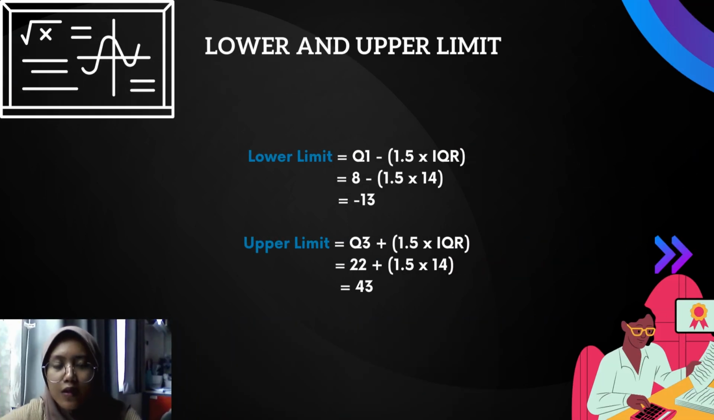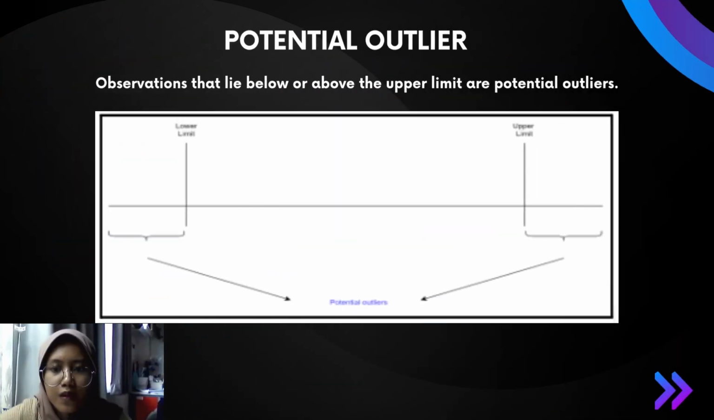Then we calculate the outliers. Outliers consist of a lower and an upper limit. For the lower limit, the calculation is quartile 1 minus 1.5 times IQR. For the upper limit, the formula is quartile 3 plus 1.5 times IQR. So for this question, we got negative 13 for the lower limit and 43 for the upper limit. Now we identify the potential outliers from the data above. Any observation below the lower limit or above the upper limit is considered a potential outlier.